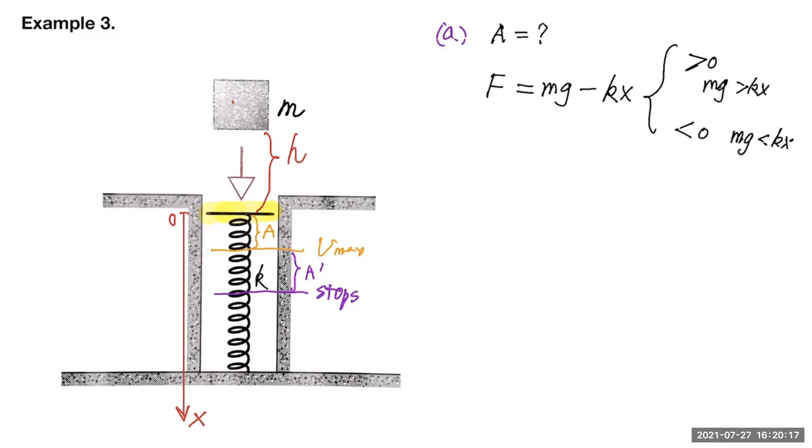At the turning point, the net force goes from positive down to 0, and then to negative. So when the net force is 0, that is when it changes from acceleration to deceleration. So A is the compression when the net force equals 0. So set the net force equal to 0, okay?